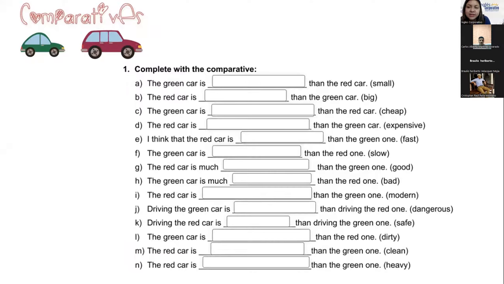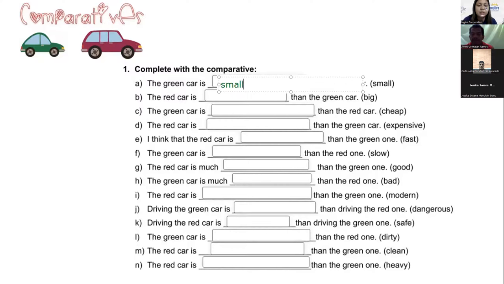Can someone read all the adjectives? Small, big, cheap, expensive, fast, slow, good, bad, modern, dangerous, safe, dirty, clean, and heavy. Excellent. Thank you, Susie. So now you have to help me to complete the sentence. The green car is smaller. Exactly, smaller than the red car. Okay, letter B.